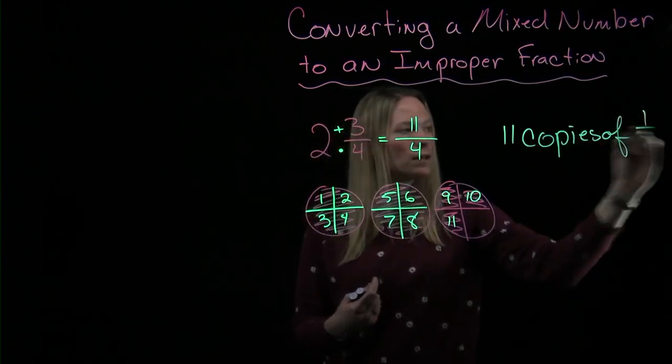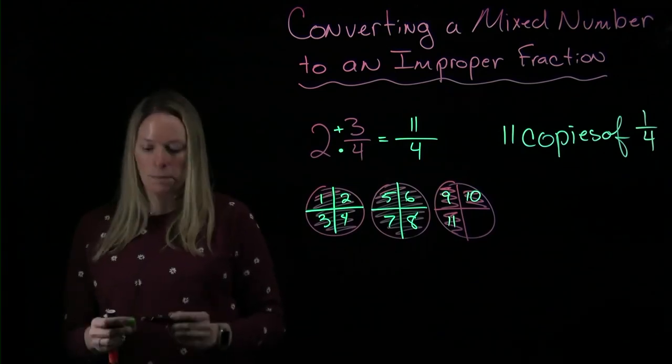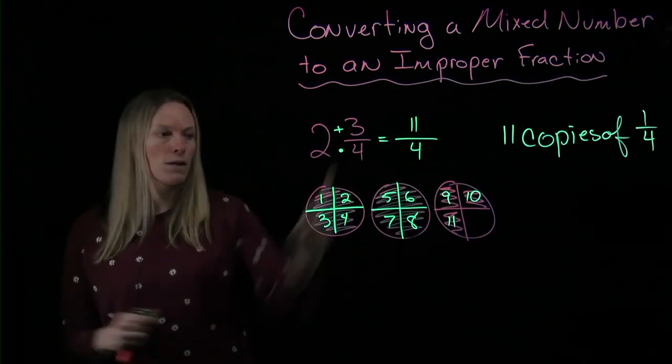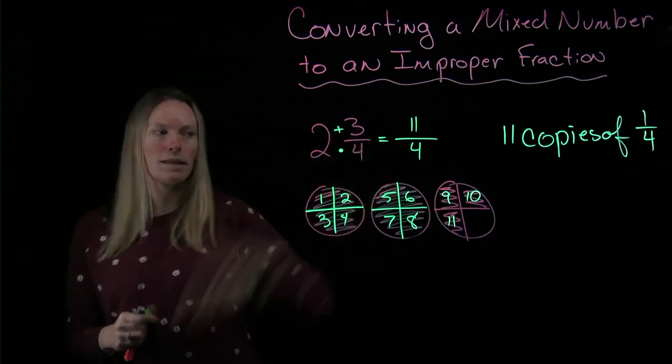of 1/4. Hopefully you find this helpful and you can better explain why, when we are multiplying the denominator by the whole number and adding the numerator, we actually get the improper fraction.